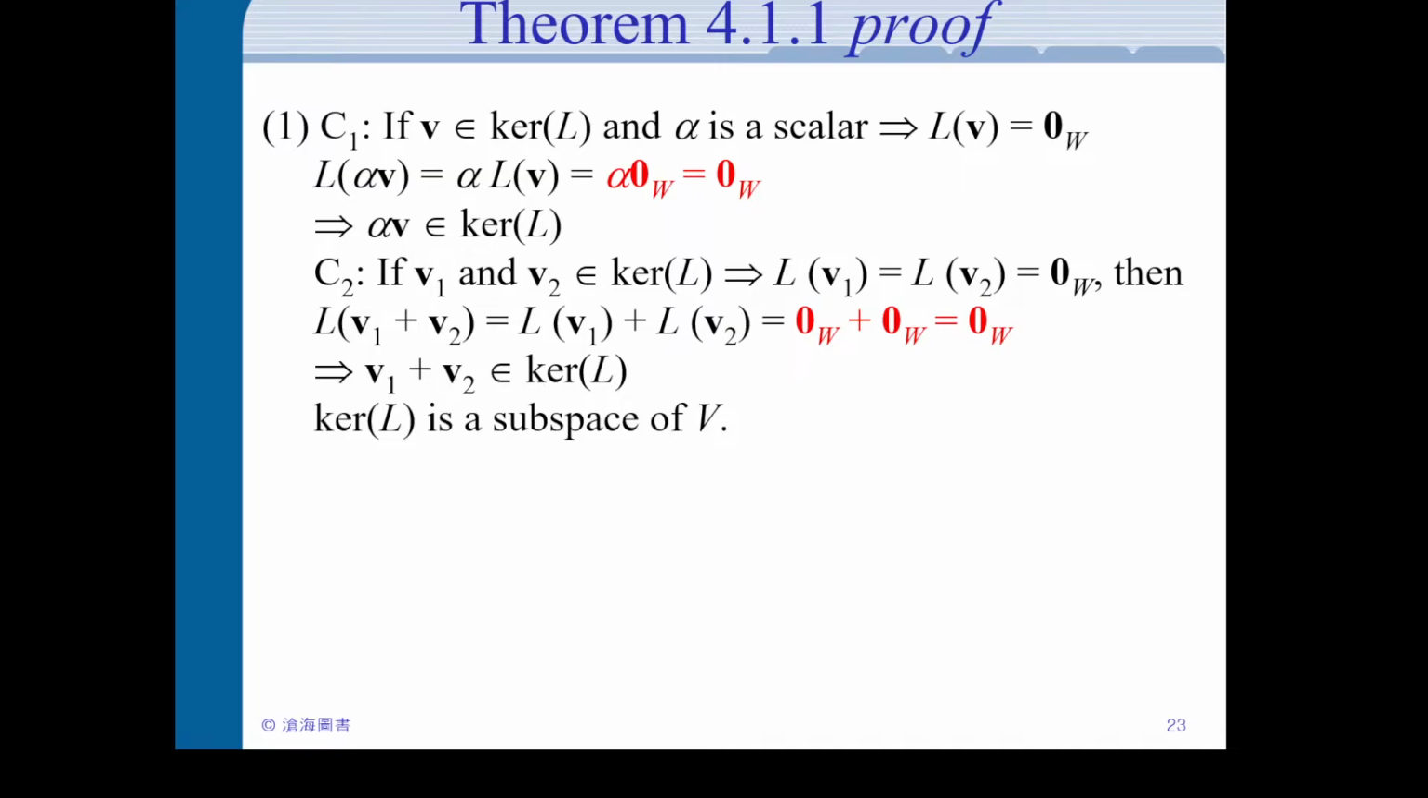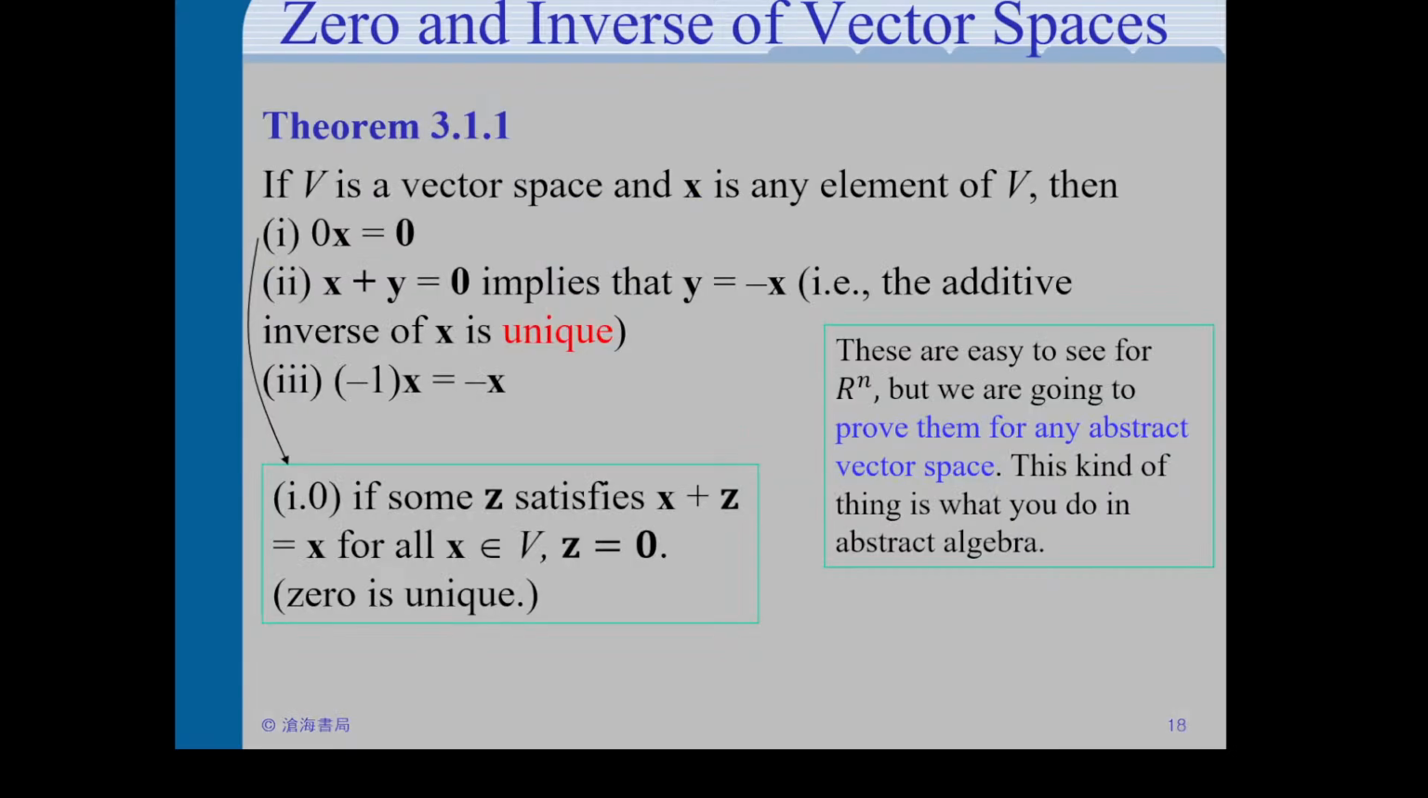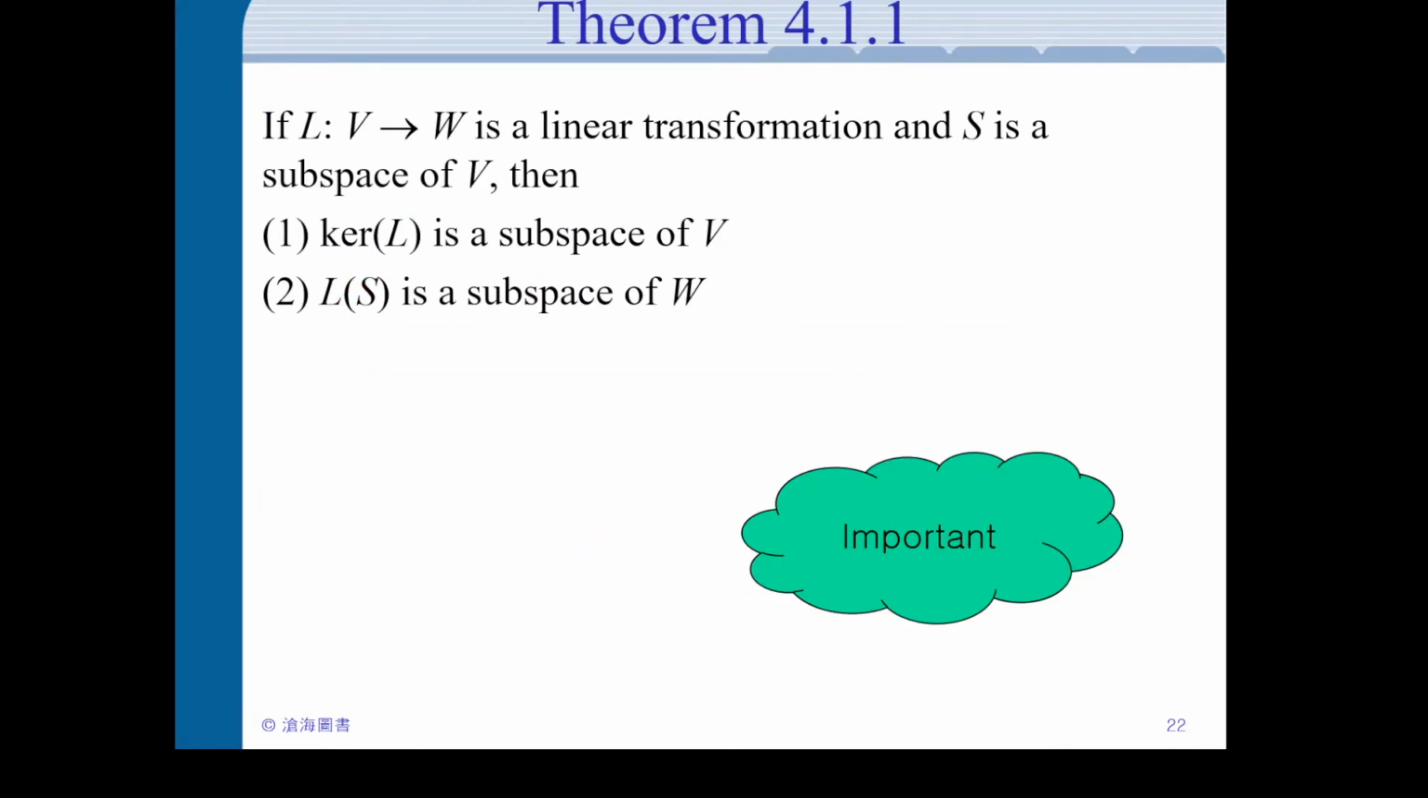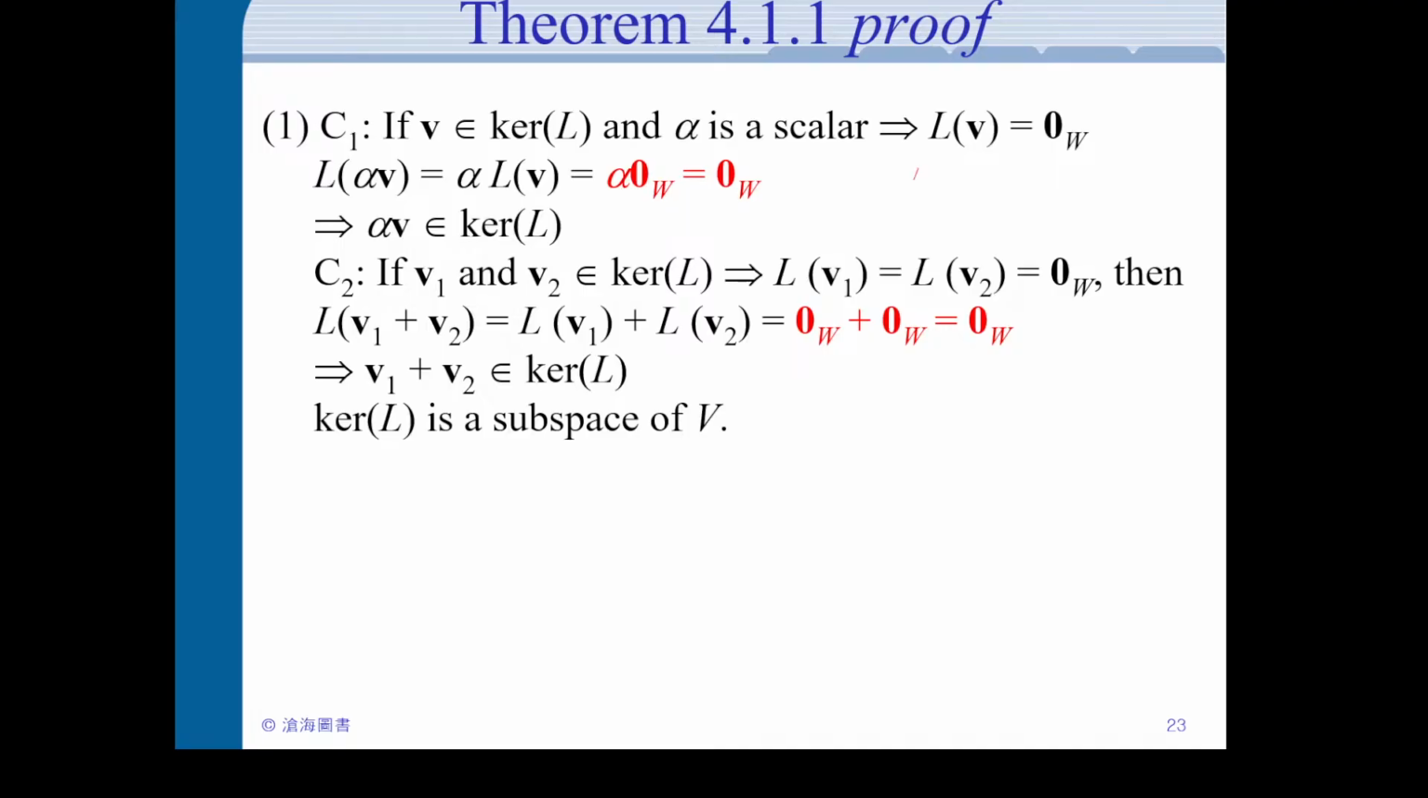Once again we can use our theorem 3.1.1. So we can pull out a 0 to get a multiplication. So this is alpha times 0 times 0 of W, and alpha times 0, now this is scalar multiplication, equals 0, so this is equal to 0 times 0 of W, and that's equal to 0 of W. Okay. And so this is closure under scalar multiplication, and so we see any alpha times V is still mapped to 0 of W, so alpha V is inside kernel.